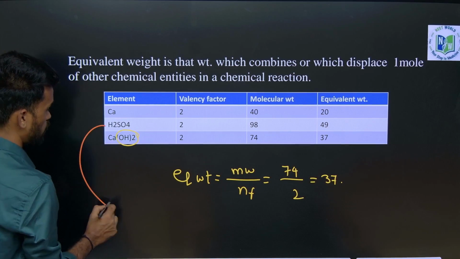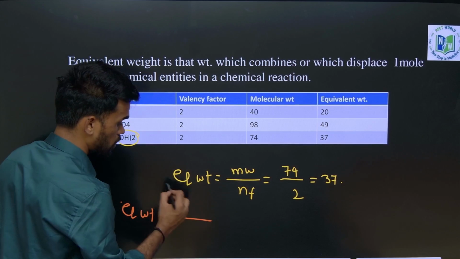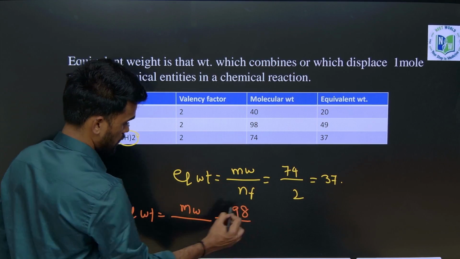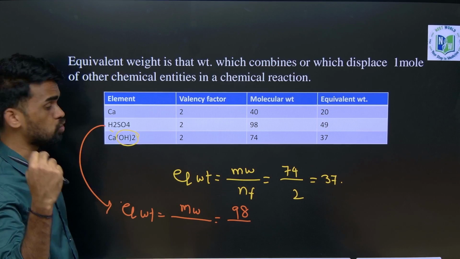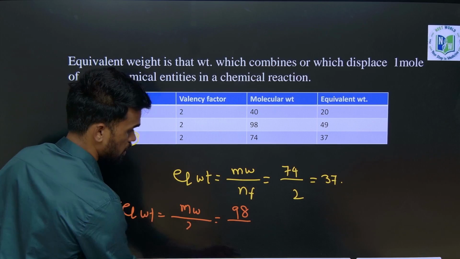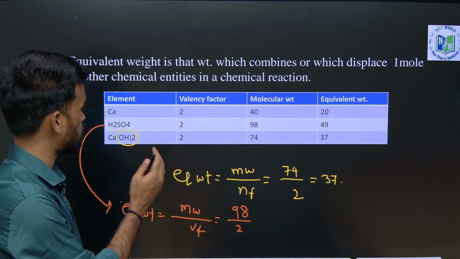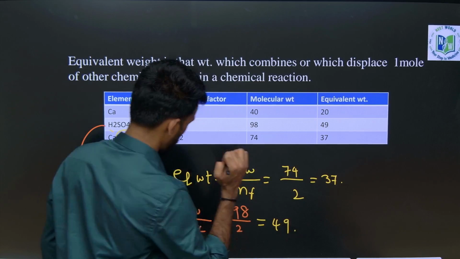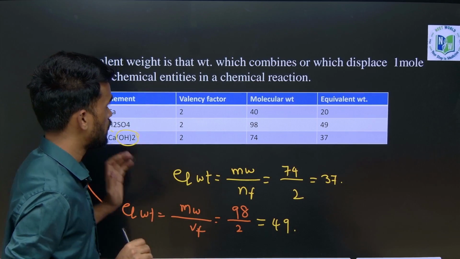So similarly for sulfuric acid, how are we going to do it? Equivalent weight equals the molecular weight of sulfuric acid divided by its valency factor. The molecular weight of sulfuric acid is 98. And what about its valency factor or N factor? 1 mole of sulfuric acid releases 2 moles of H plus ions. Therefore its valency factor will be 2. You can use the term valency factor or N factor, whichever way you like. So here it will give 49. So this is the equivalent weight and this is the molecular weight. I hope it is clear how you are getting these things.